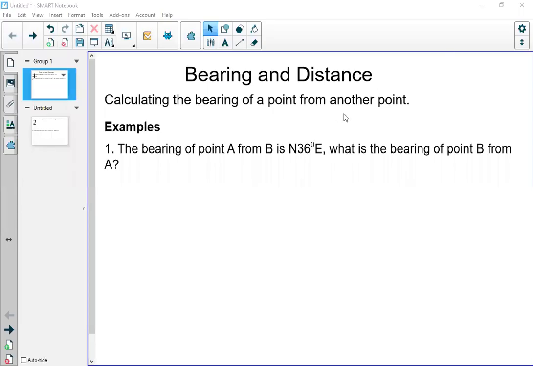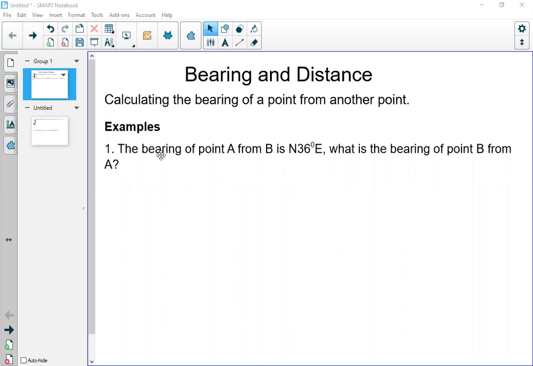Hi, in this video, I'm going to be explaining some basic concepts of bearing and distance. First, I want to talk about locating the bearing of a point from another given the initial bearing. So here is calculating the bearing of a point from another.